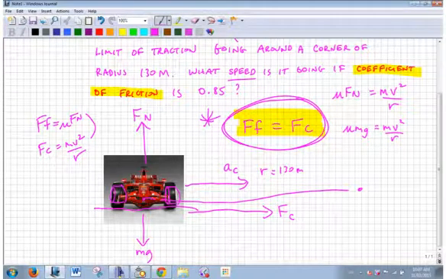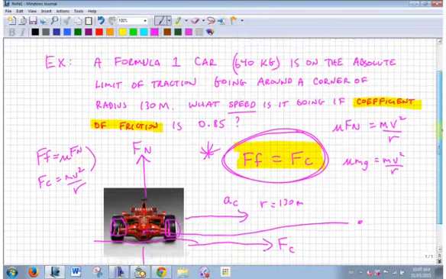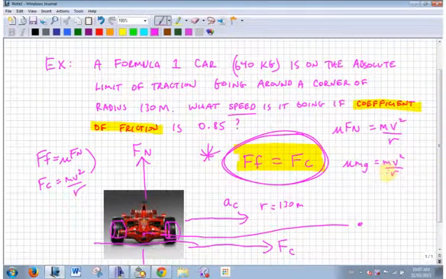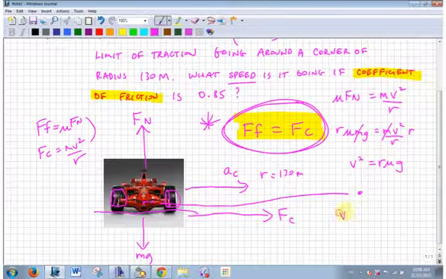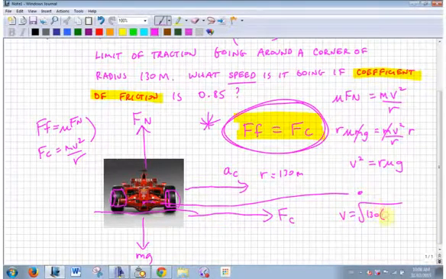Do I have mu? Yep. Do I have a mass? Yep. But what did someone just say? Yeah, is there an m on both sides? You bet. So let's times both sides by r as well. So v squared is r mu g. I know it looks like rug, but it's not really a u, it's a mu, right? And v is the square root of r times mu times g, because these guys only race on Earth at the moment.